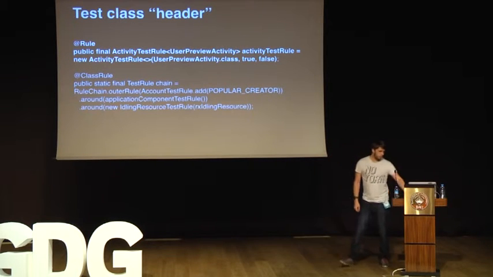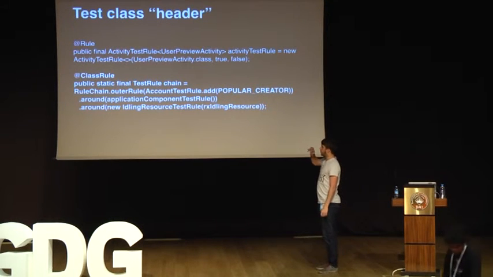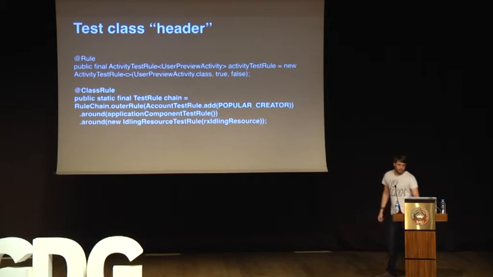And then you have another type of rule, which is the class rule. This one is exactly the same, but it's not going to be executed between each test. So it's executed at the beginning, then it runs all the tests that are in your class, and then executes something at the end. In this case, these are only custom rules that we wrote, so I'm going to go through each of them. And you can also chain them, so you can be sure that they execute in the order you want. So in this case, we have account test rule, application component test rule, and idling resource test rule. I'm going to go through all of them in more detail later.